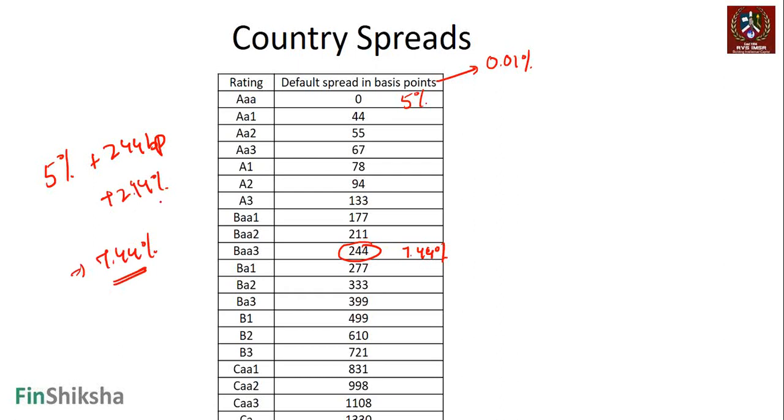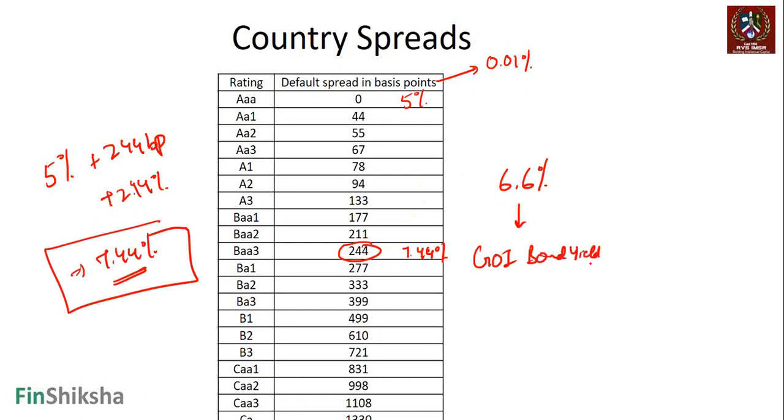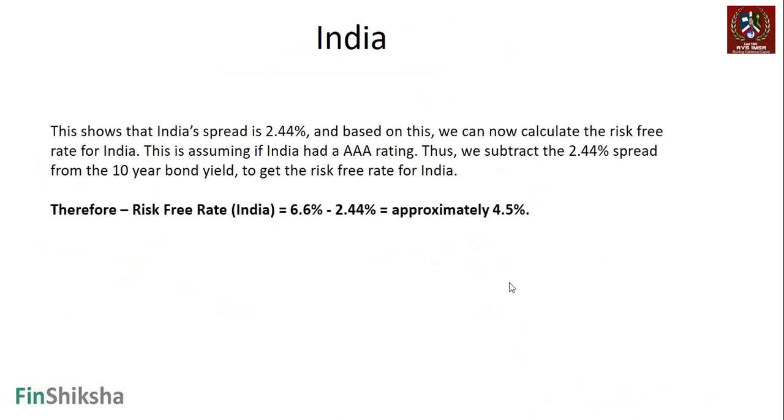Now, in the market, we already have this rate available, whatever this rate is, right? So let's say this rate in India today is 6.6%, for argument's sake. That's the Government of India bond yield that we calculate. This, remember, is for BAA3. So to convert it to AAA, I have to take 6.6% and subtract 2.4% from that to arrive at a 4.2% number, right? That would indeed be my risk-free rate. So in India at this point of time, we are looking at a risk-free rate of 6.6 minus 2.44, so approximately 4.5%.